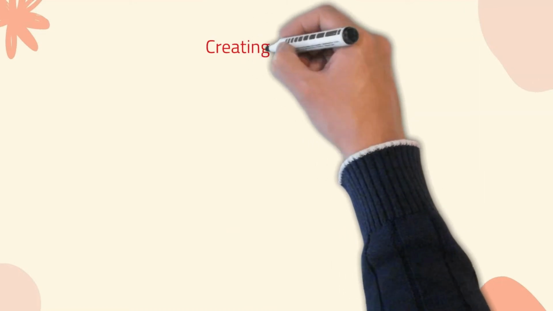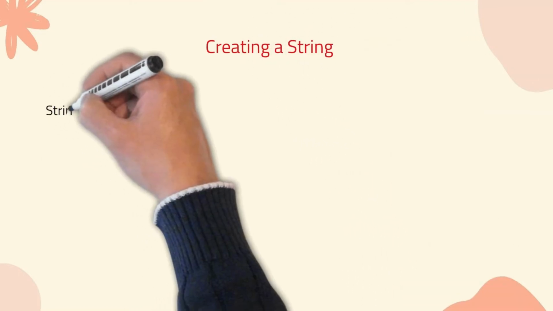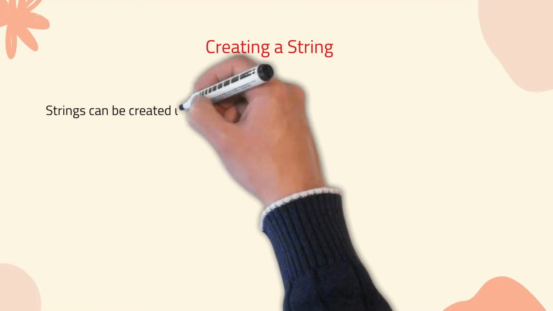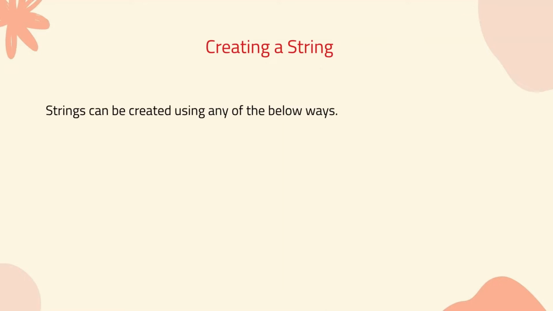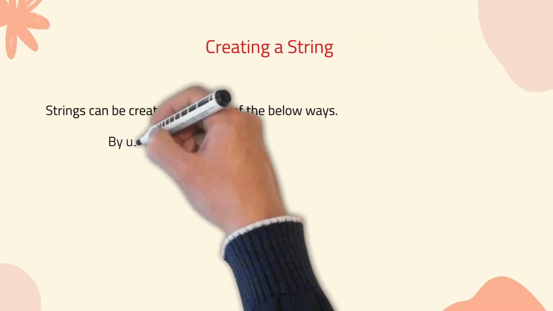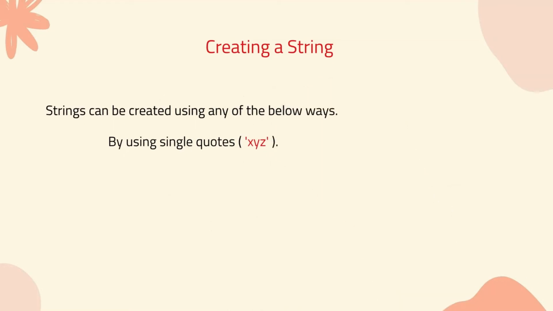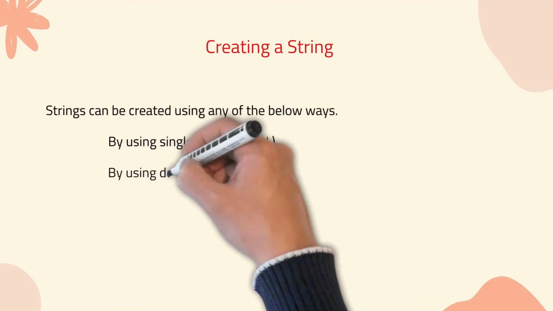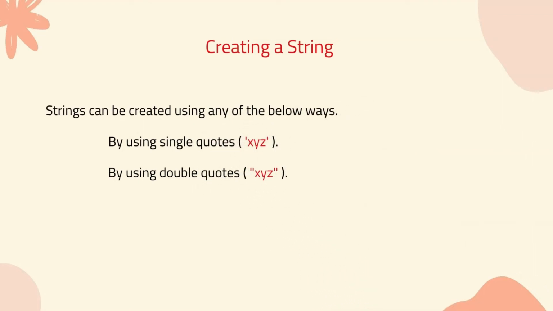Creating a string. There are multiple ways in which a string can be created in Python. A collection of characters surrounded using single quotes. A collection of characters surrounded using double quotes. Single and double quotes are mainly used to create strings.